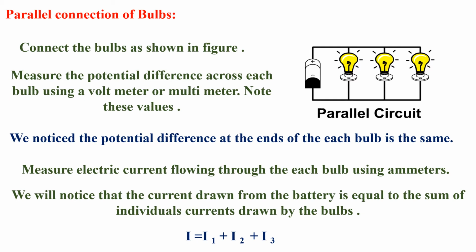But here, each one is separate, so if you remove this bulb, the other two bulbs glow. And this is the connection that we use in our homes, Nana. In our homes or shopping malls or anywhere, the electric circuit is a parallel circuit. Okay.